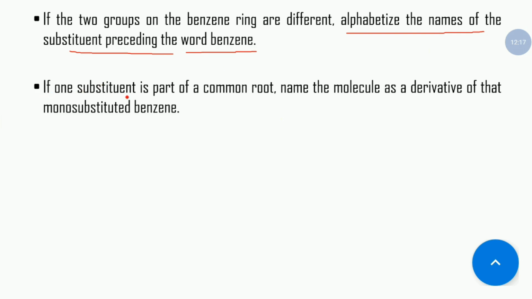If one substituent is part of a common root, where there are two different substituents and one of them is part of a common root, like in the previous slide we discussed the common roots, that is phenol, aniline, like that. So if the common part is there, you have to write that common name instead of methylbenzene or aminobenzene, like that. Okay, so we will go directly to examples.